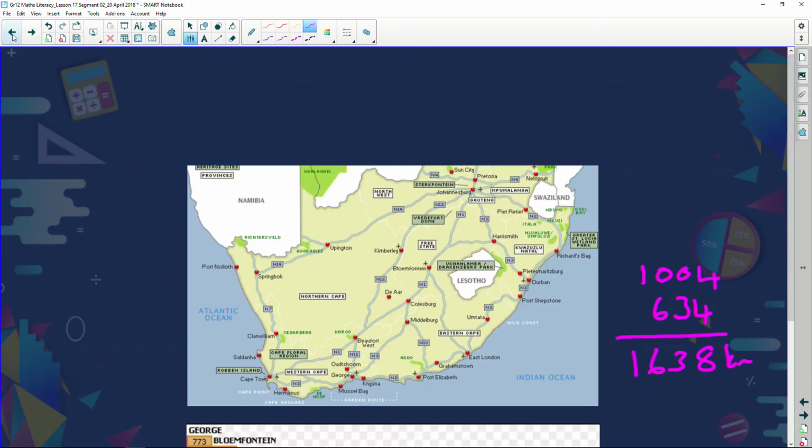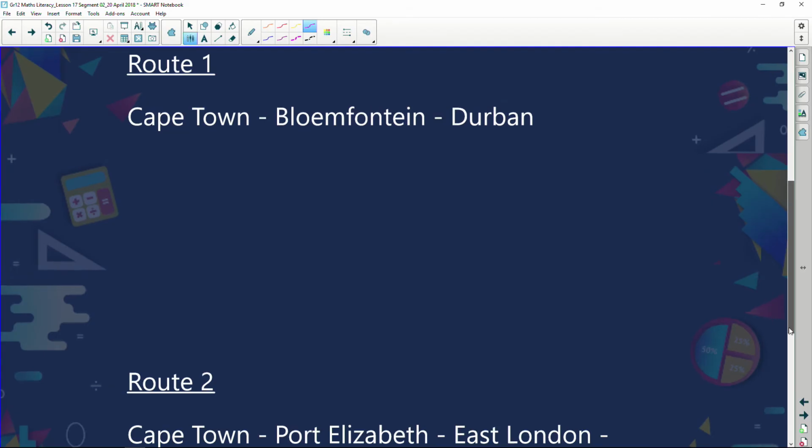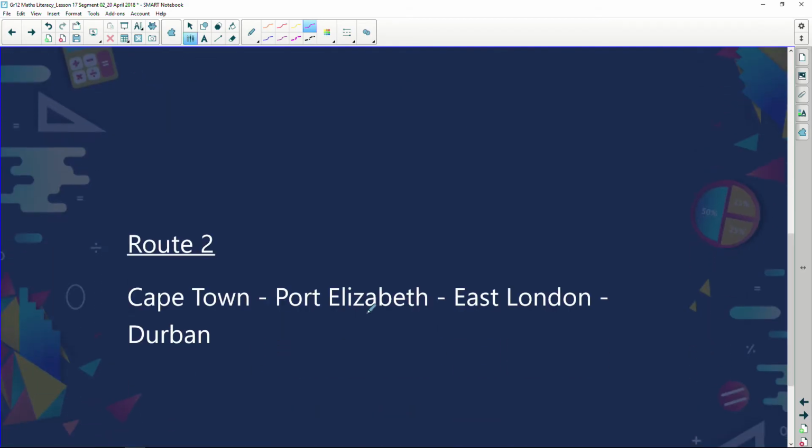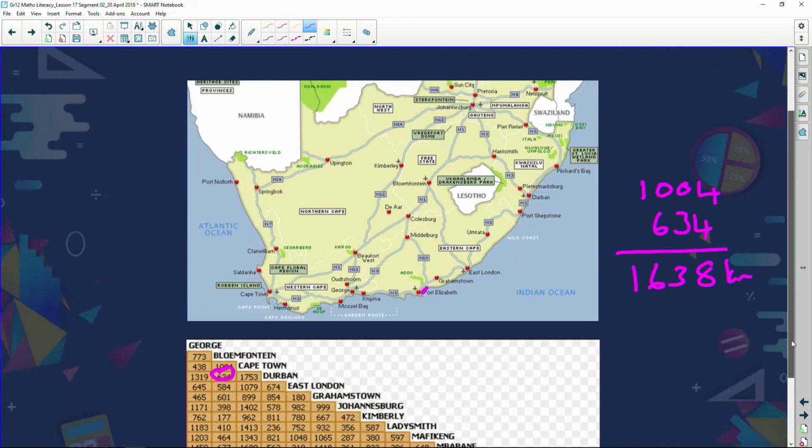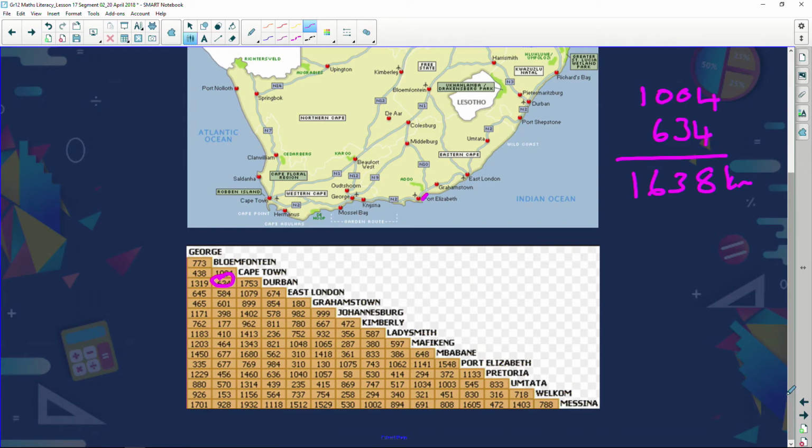Now, there's another route which we could follow. The other route is that we're starting in Cape Town as well, but we're going to Port Elizabeth, then East London, and then Durban. So when I look at this, Cape Town, all the way to Port Elizabeth, then we're going on to East London, there we go, and then we get to Durban. So, Cape Town to Port Elizabeth first. On my distance chart, Cape Town goes all the way down, Port Elizabeth comes across, and we meet at 769. So we've got 769 kilometers.